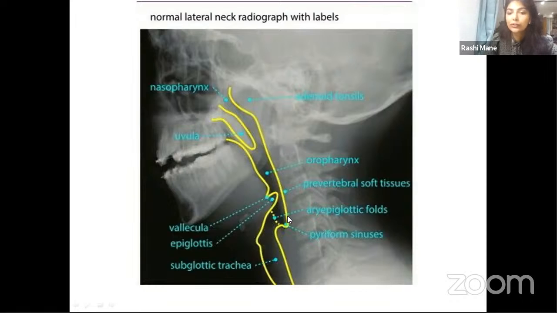Then you have your piriform sinuses, like I mentioned. So this is the opening. Actually, this opaque region here is your esophagus. It's not actually a tube that you can see. So your piriform sinuses just sit on top of that. And then over here you have your trachea.